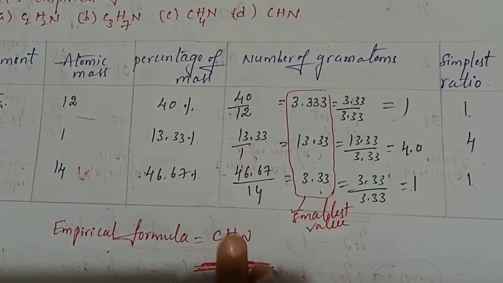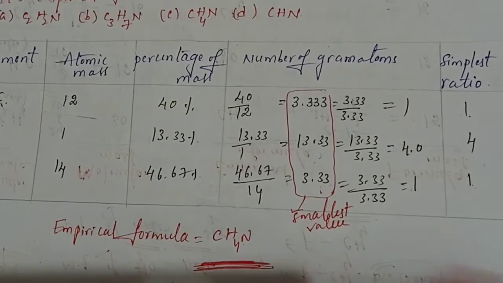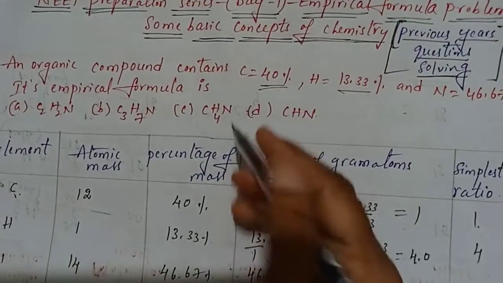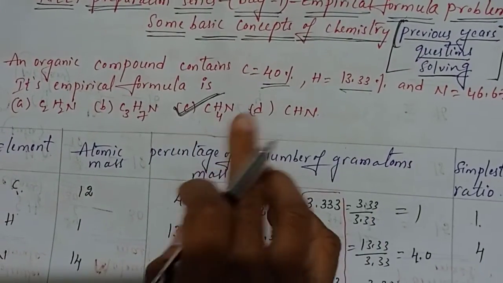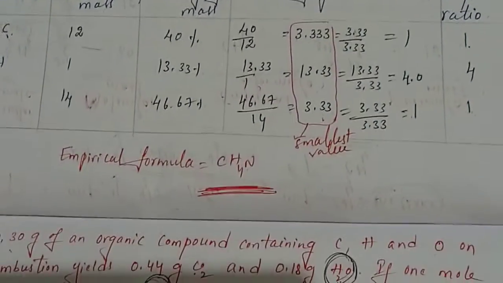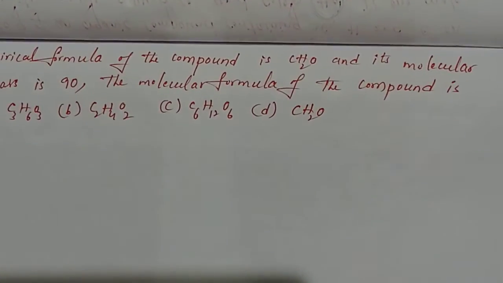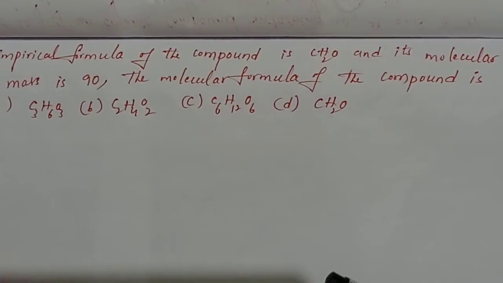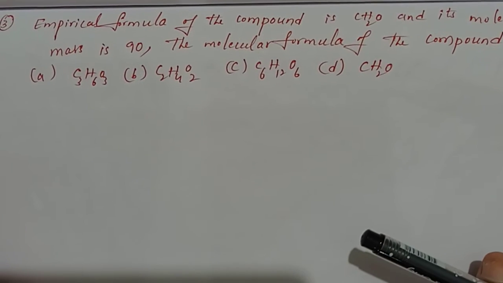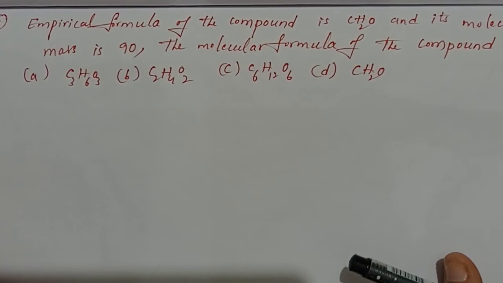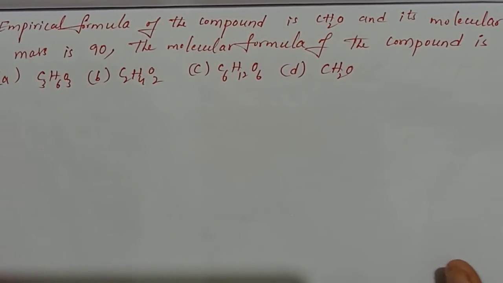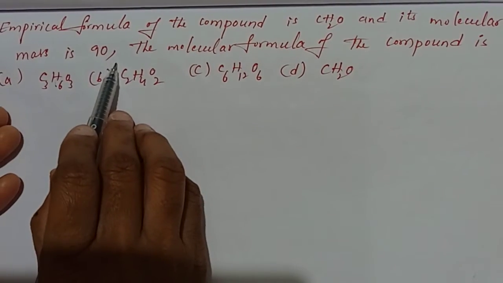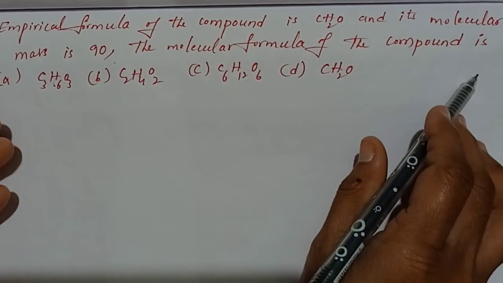In the first question, what we got? Molecular formula CH4N. So which option is correct? C option is correct. Understanding? Next, last question, the third question. See here, this is a different model problem. The empirical formula of the compound is CH2O and its molecular mass is 90. The molecular formula of the compound is asked.